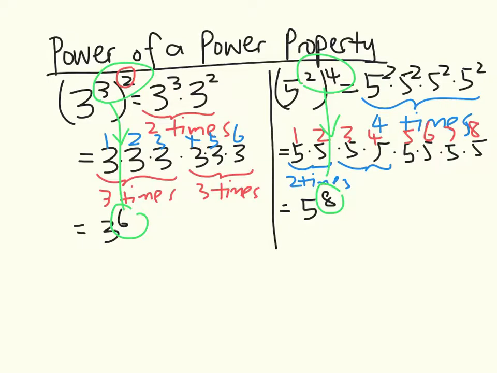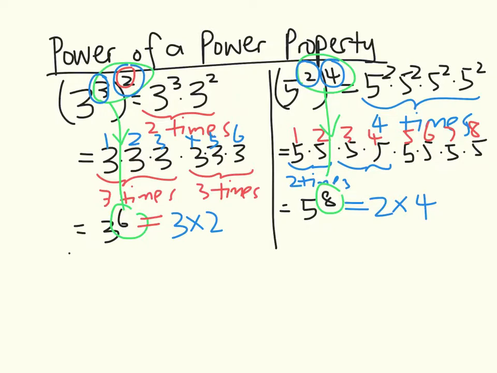Yes, you see that 6 is equal to 3 times 2, which is the product of the two powers, 3 and 2. And you could see that 8 is equal to 2 times 4, which is the product of the two powers, 2 and 4. So now this takes us to the property.